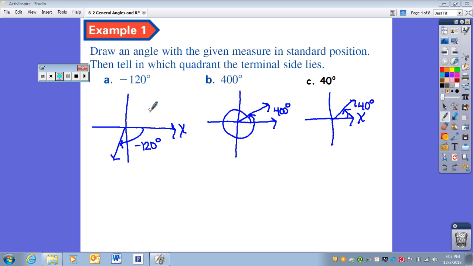Now we'd like to take a look at each of the examples and tell which quadrant the terminal side lies in. So remember, the terminal side in example A is the ray that finishes our angle, and remember our quadrants are labeled as 1, 2, 3, and 4, so this is going to be in quadrant 3. Our terminal side in example B, when our angle is a positive 400 degrees, is going to be in quadrant 1 for our terminal side. As well as example C, our terminal side will be in quadrant 1.